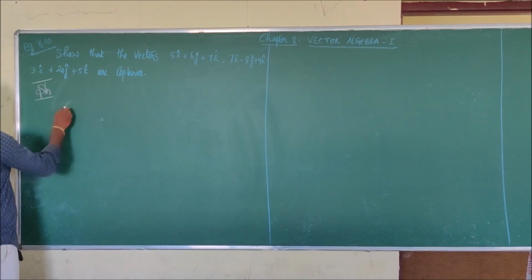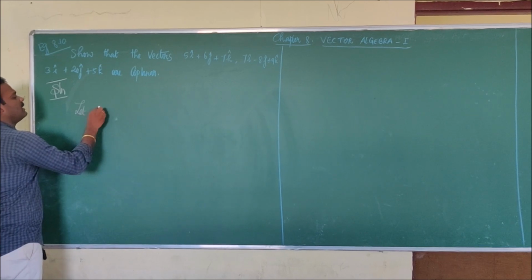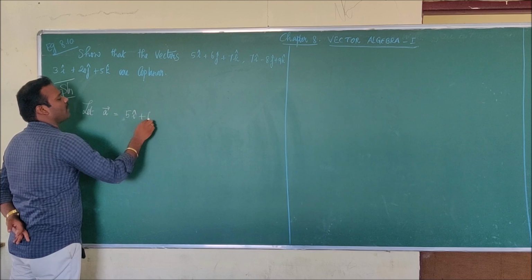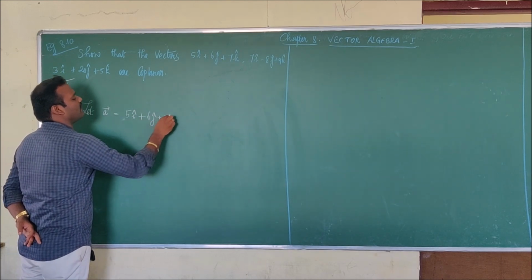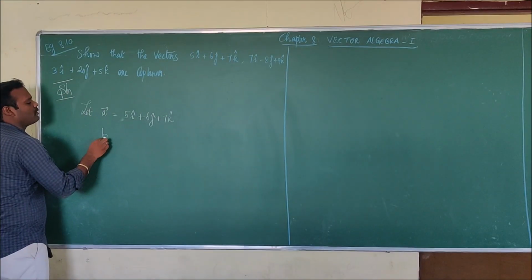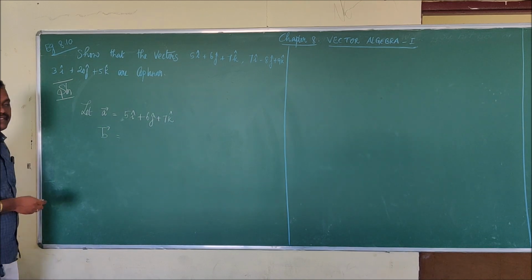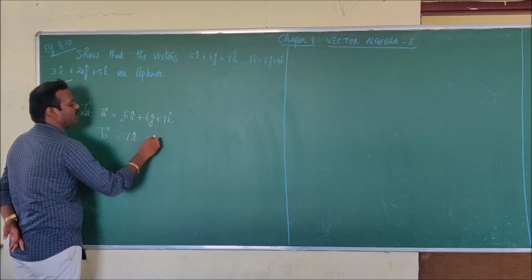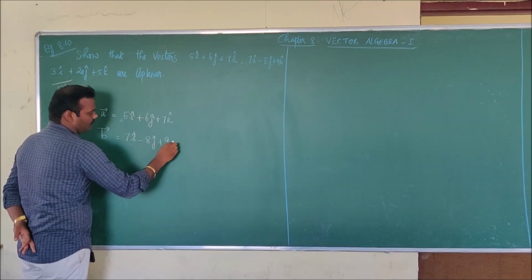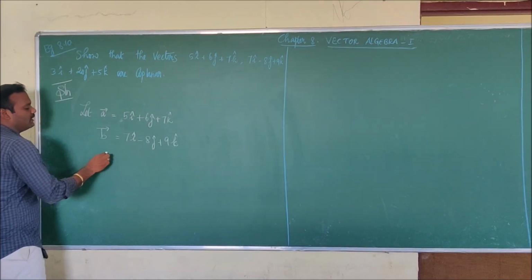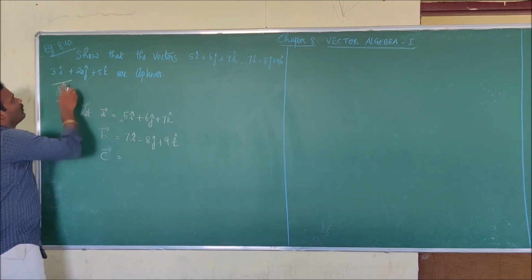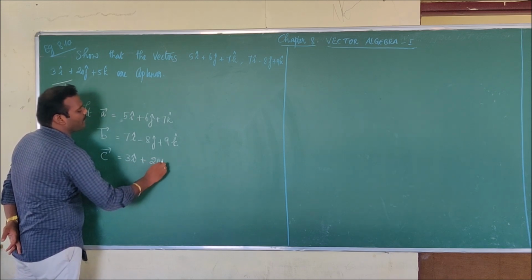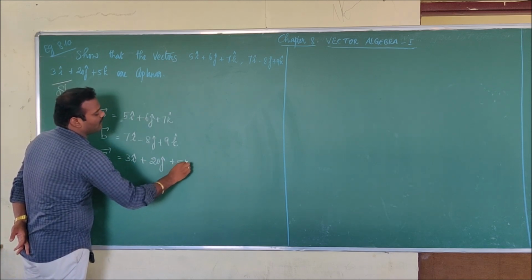Let us take the first vector as A vector. Let A vector be equal to 5i cap plus 6j cap plus 7k cap. Take the second vector as B vector. What is the second vector? 7i cap minus 8j cap plus 9k cap. Then the third vector, C vector, is 3i cap plus 20j cap plus 5k cap.